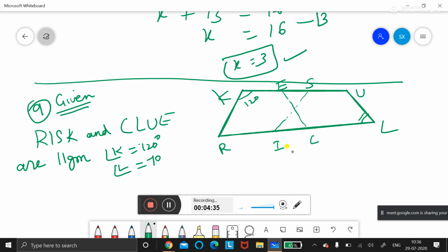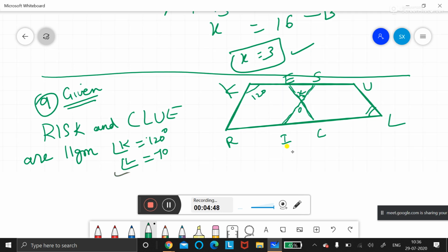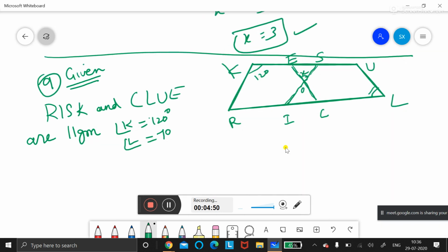Okay, so these two are given, and then you need to find out x. x is here, children. This is x. There are vertically opposite angles here, no? This is x. Let me take this point as O. So SI and RS meet at point O. You write this O.